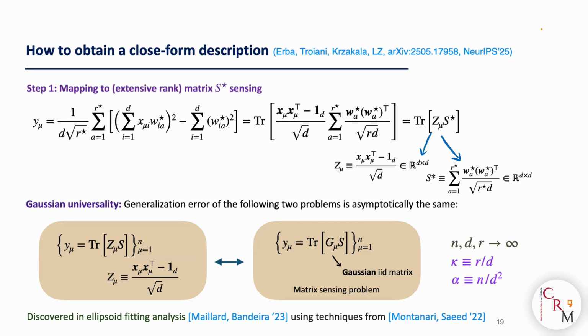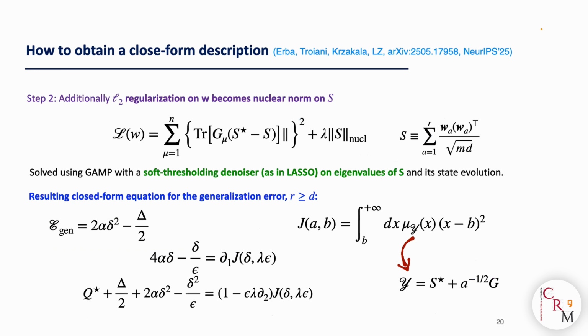So if that is the case, then this matrix Z here can be actually considered just IID Gaussian. And this becomes exactly a matrix sensing problem, a problem known in signal processing, with a signal S star that here has a structure. And this structure is just a product of two matrices, and we have to take this structure into account.